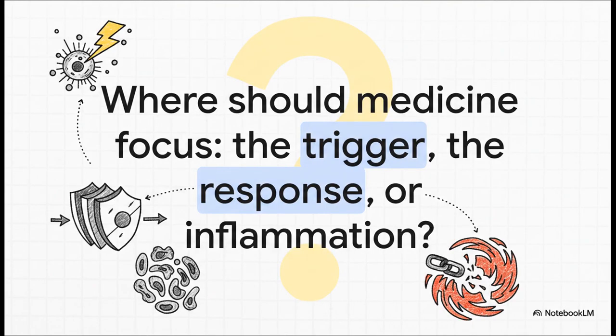Understanding these pathways is, of course, the first step, but it leaves us with a really critical question when it comes to treatment. Where is the best place to intervene? Do we try to stop the initial trigger? Do we block the specific immune response itself? Or do we just focus on cleaning up the inflammatory mess afterward? Finding the best answer is the key to managing all of these conditions.